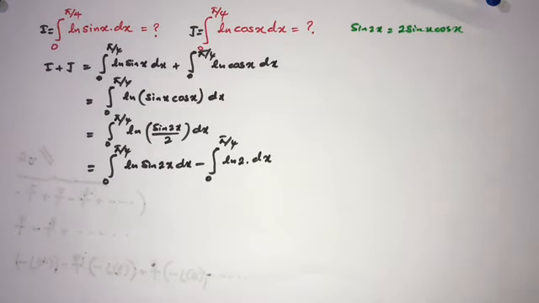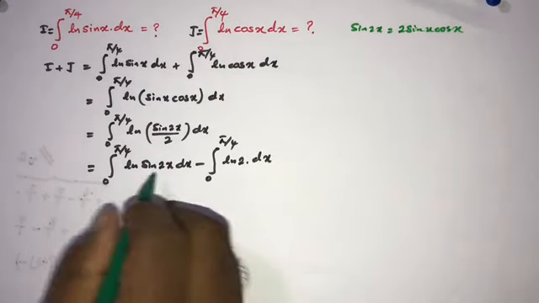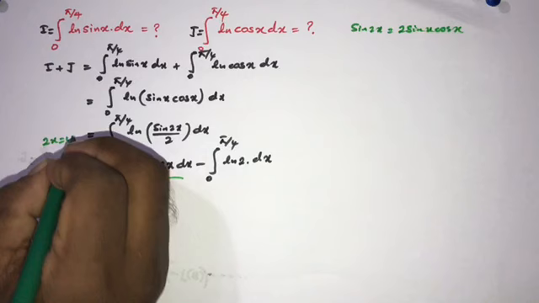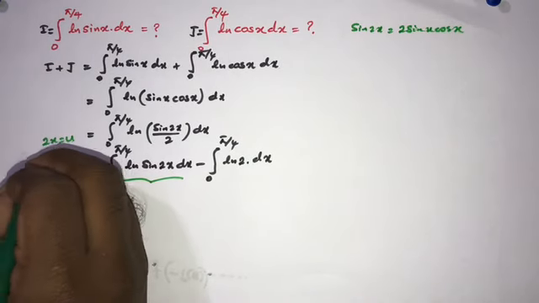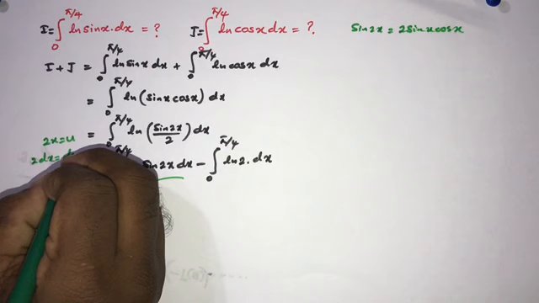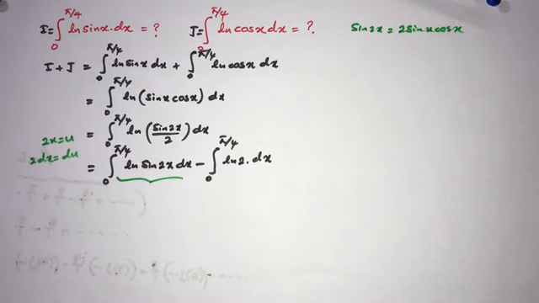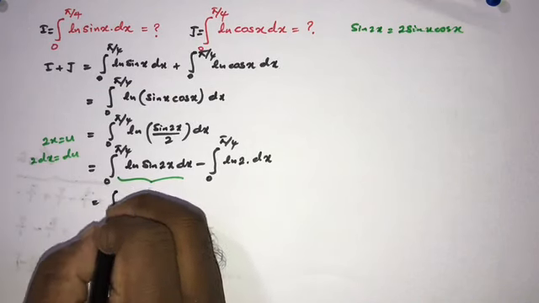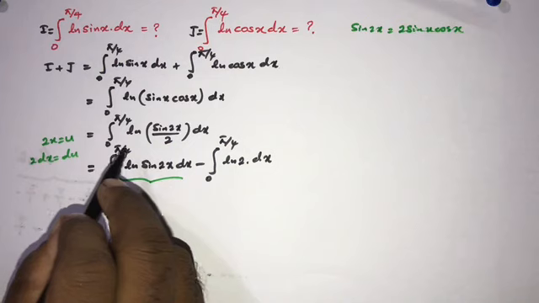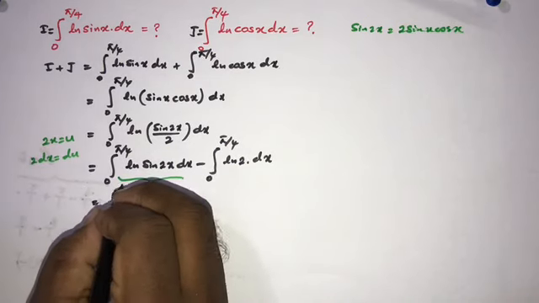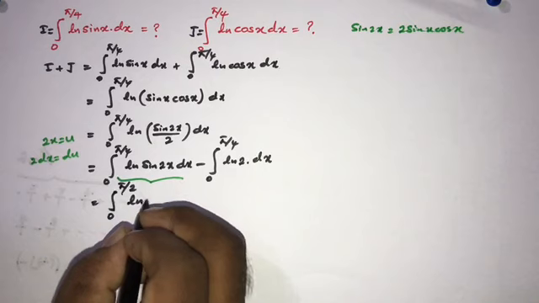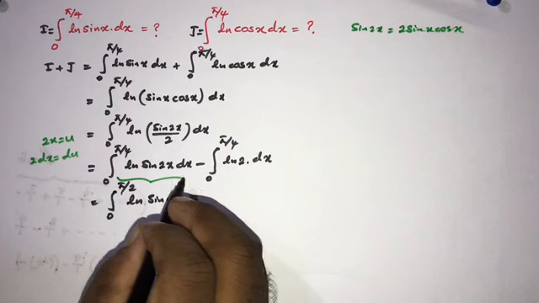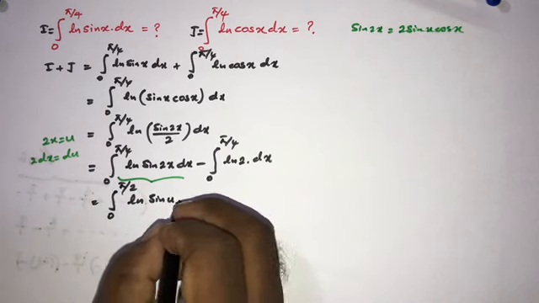Now to evaluate the first integral, I am going to take a substitution. I am going to take 2x equal to u, then 2 dx is equal to du. Now for the lower limit, when x approaches 0, u also approaches 0. For the upper limit, when x approaches pi over 4, u approaches pi over 2. Here, natural log of sine of 2x becomes natural log of sine of u. Now dx is equal to du over 2.